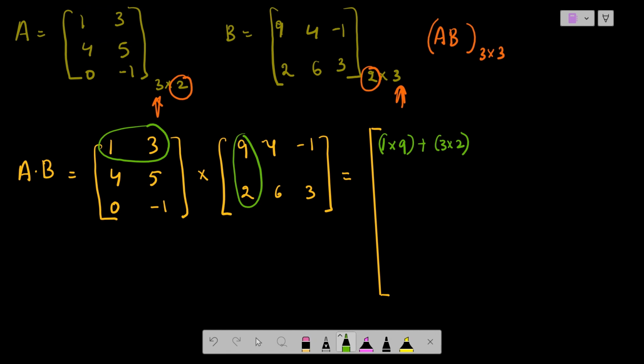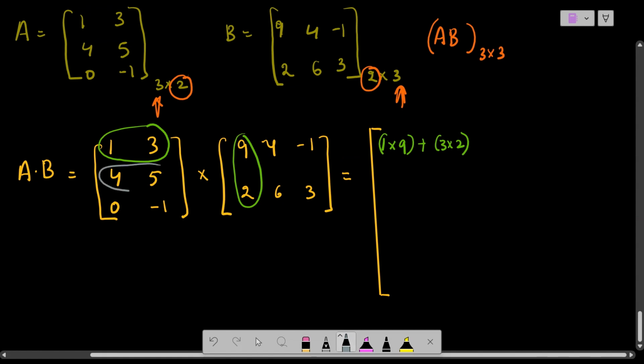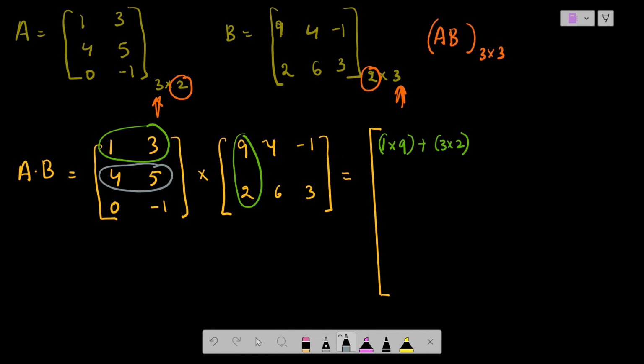Now over. Next, what we have to do? We have to take the second row and multiply with the first column. Second row, first column. And where we have to write? So 4 into 9 plus 5 into 2. Did you understand, students?